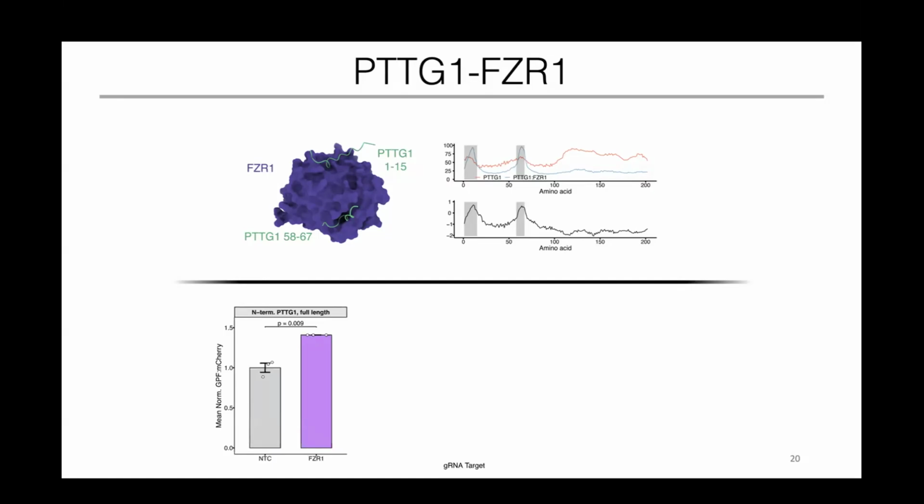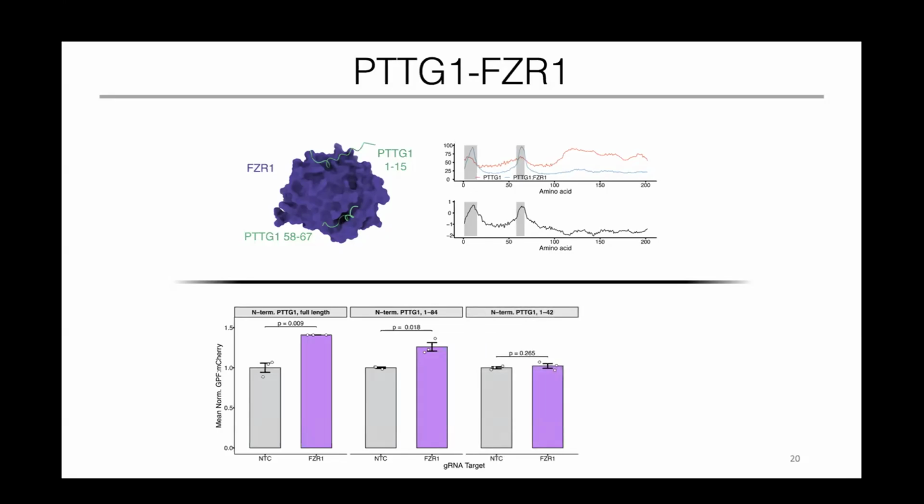So when we fused full-length PTTG1 to GFP at the N-terminus and either knocked out FCR1 or introduced NTC guides to the cells, we showed that without FCR1, the protein is stabilized. We then took just the degron regions. So I took from amino acid position number 1 to 84 and fused that to GFP. And we also see a significant stabilization.